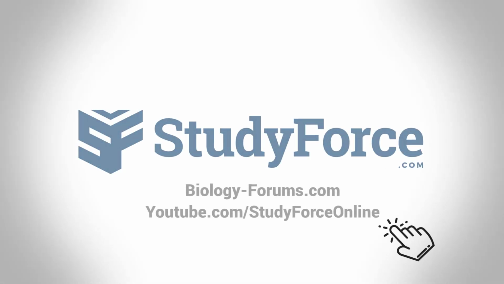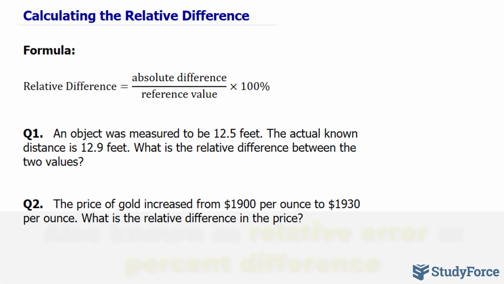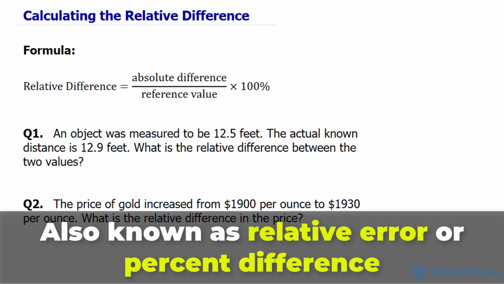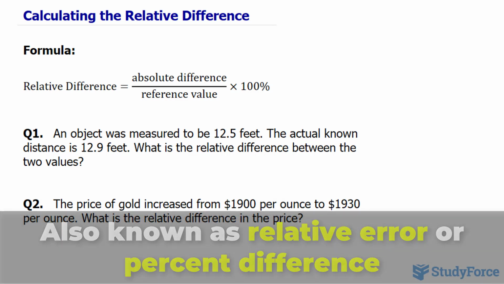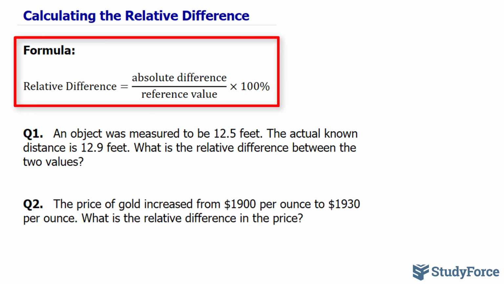In this lesson, I'll show you how to calculate the relative difference. And just for reference, the relative difference is also called the relative error or the percent difference. Now to calculate the relative difference, we use the formula shown on the screen, where we find the absolute difference between the two values and then divide it by the reference value multiplied by 100%.